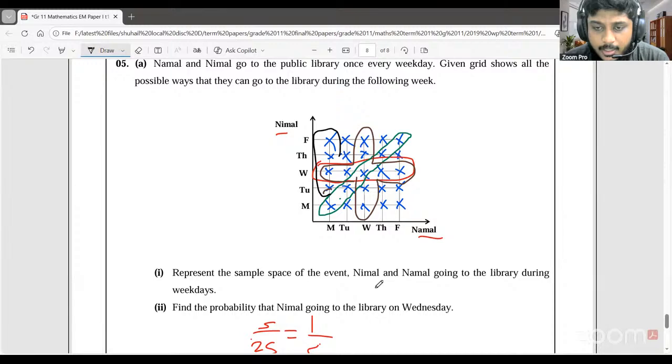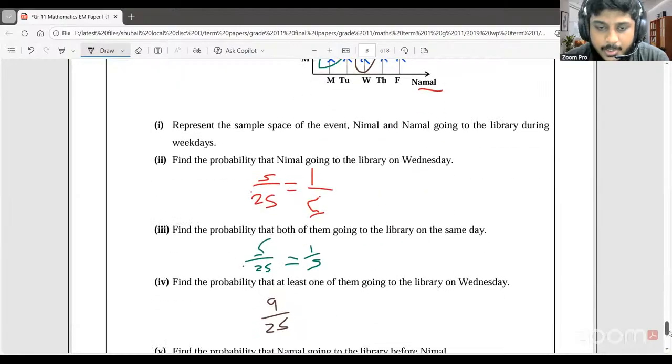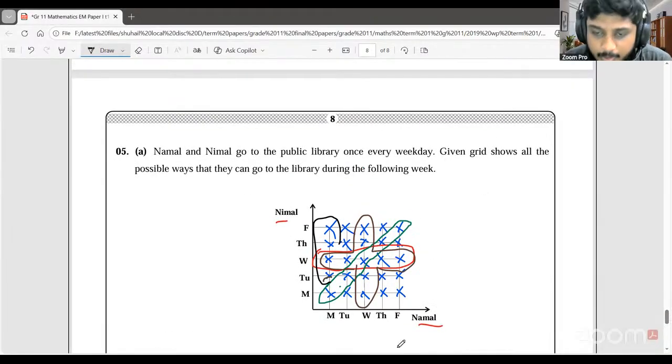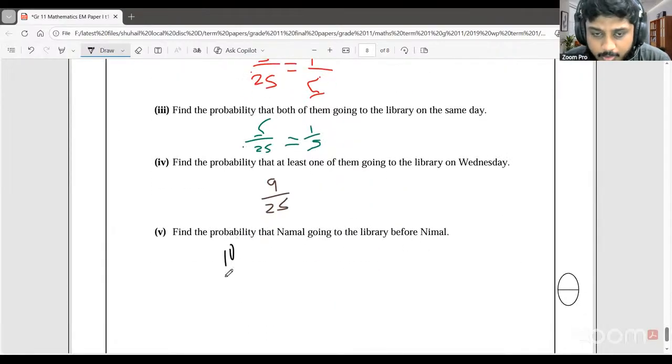And if Namal goes on Tuesday, that day Namal comes early, no? Namal only should go early. If Namal goes on Tuesday, Nimal should come on Wednesday, Thursday, Friday. If it's Wednesday, they should come on Thursday, Friday. If Namal goes on Thursday, Nimal should come on Friday. So you have to take all these events. So 1, 2, 3, 4, 5, 6, 7, 8, 9, 10. 10 over 25 is the answer. If you simplify this, you get 2 over 5.